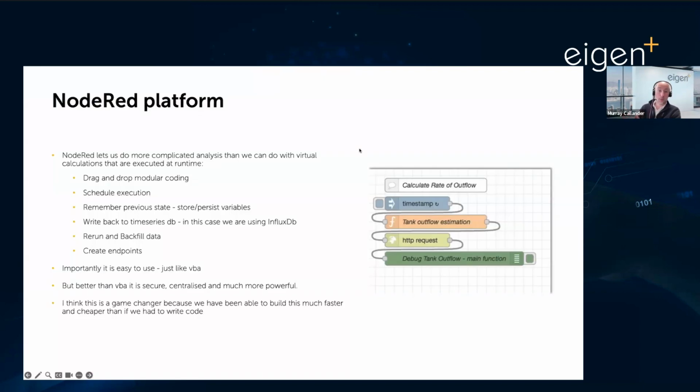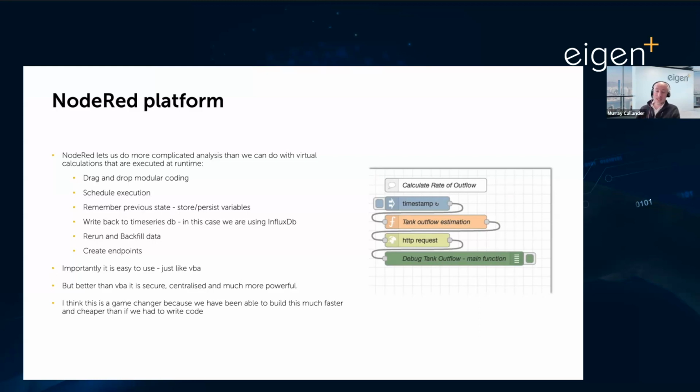So we've used a platform called Node-RED, which is a low-code scripting platform that enables you to drag and drop things. It's great because you can also add scheduled execution. You can do things like persisting variables, which is important to us because we can remember a previous state. We can use it to write back to time series data, and we can rerun things so we can backfill data when we're happy with the algorithm. And we can also create endpoints like APIs that can be consumed by other data sources.